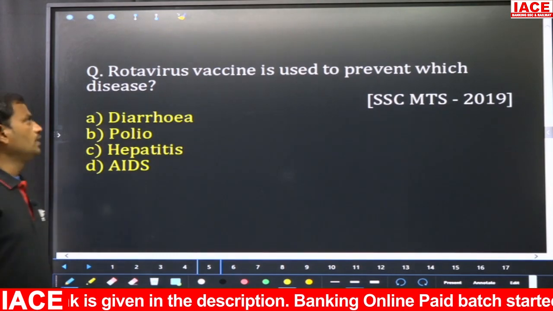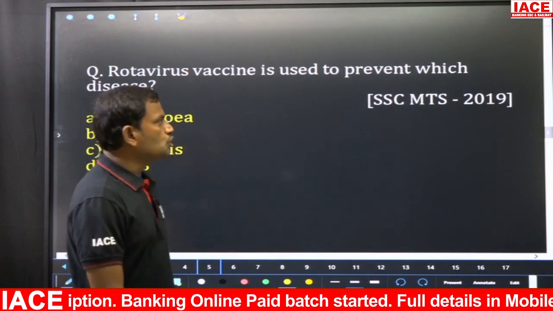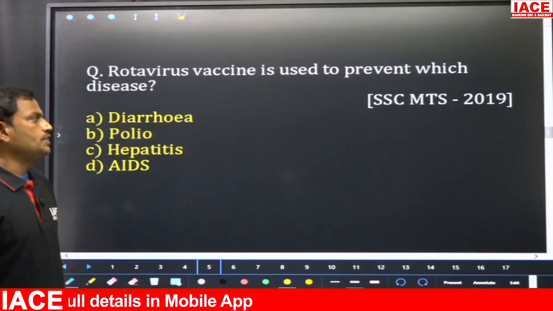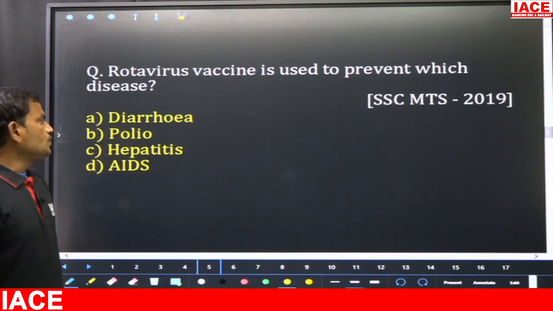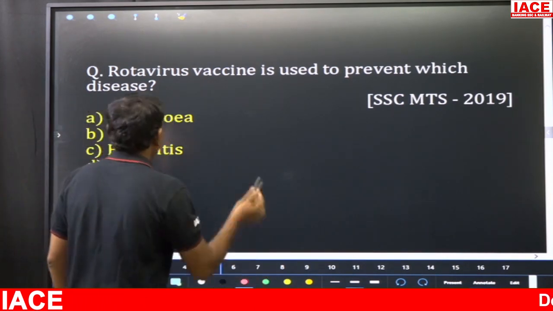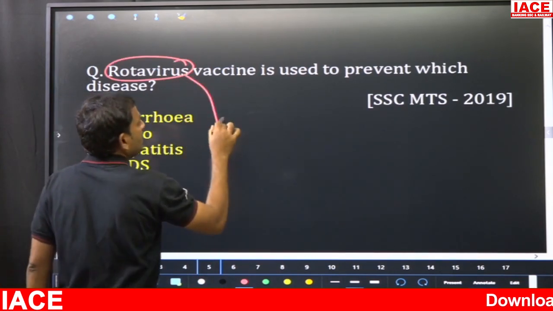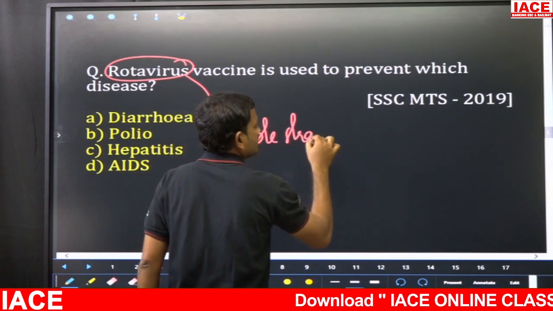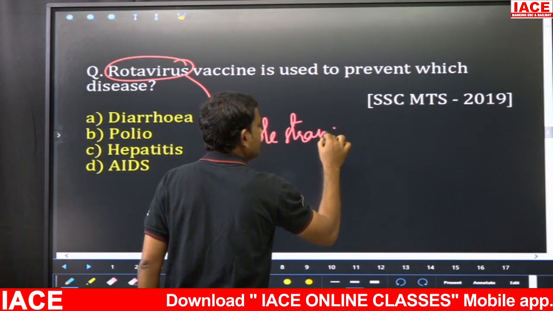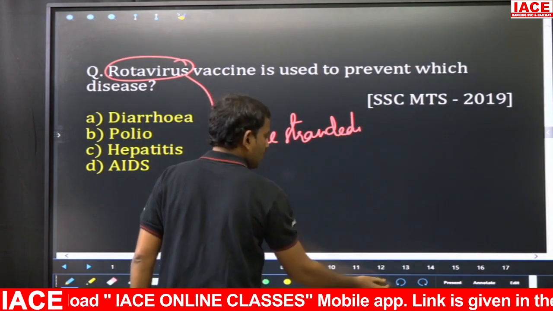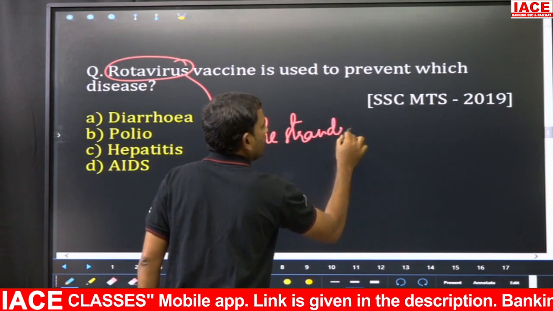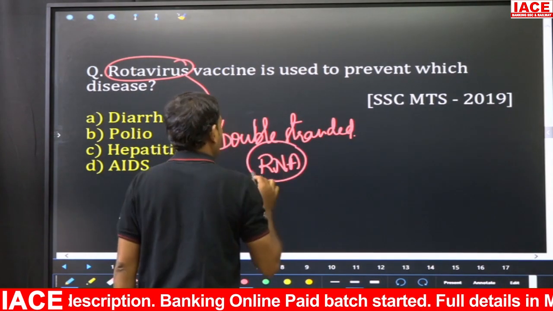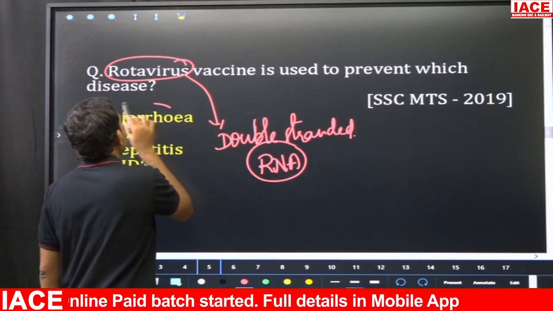Yes, the timer is off. Rotavirus vaccine is used to prevent which disease? This question appeared in SSC MTS 2019. Rotavirus is a double-stranded RNA virus. Generally, RNA viruses are single-stranded, but here it is double-stranded, and it causes a severe health problem, diarrhea.